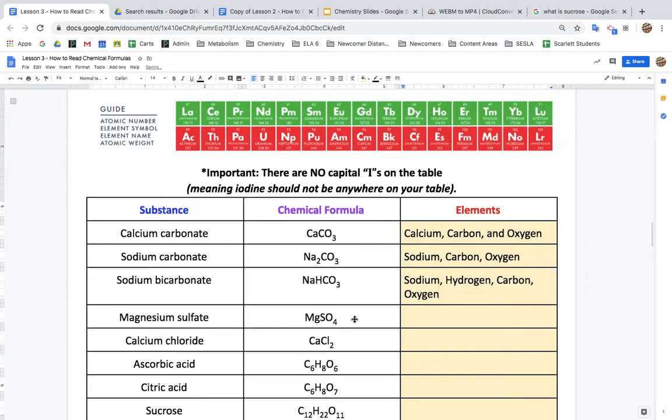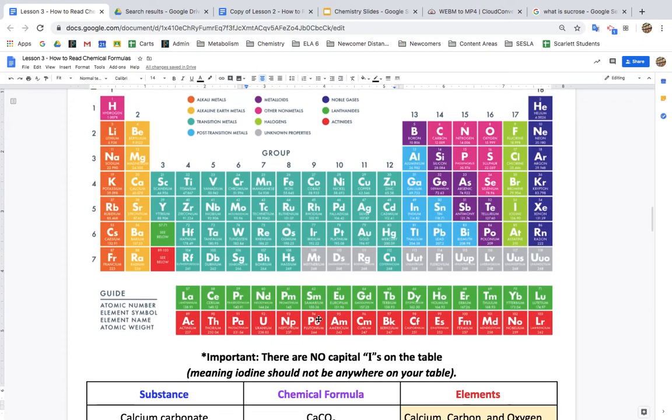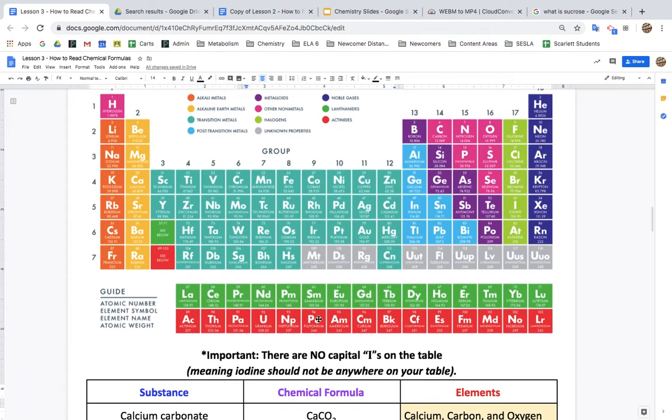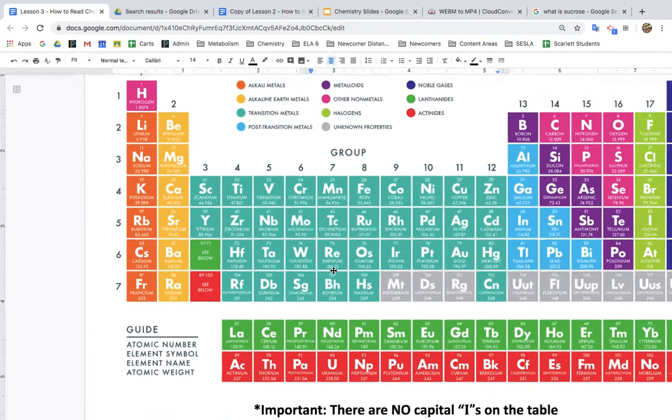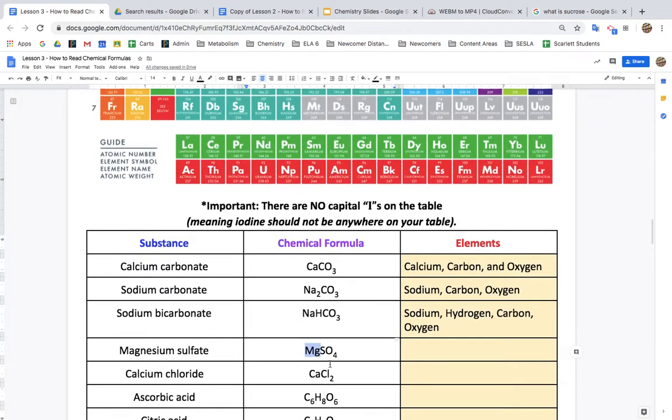I'll help you get started with the next one. So I see M and I see a lowercase letter, so I know those are stuck together. Mg. You're looking on the periodic table for Mg, and I'll give you a hint. It's somewhere over here. Find the name and write it on your table.